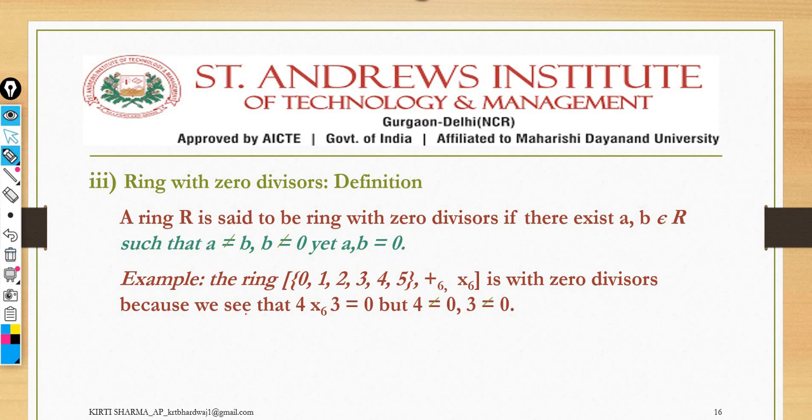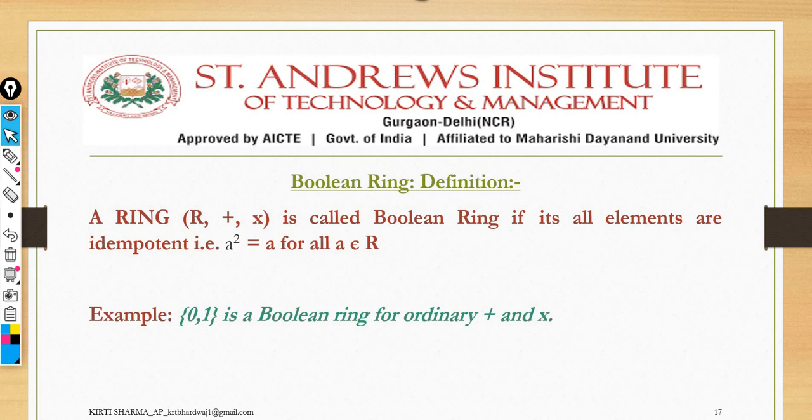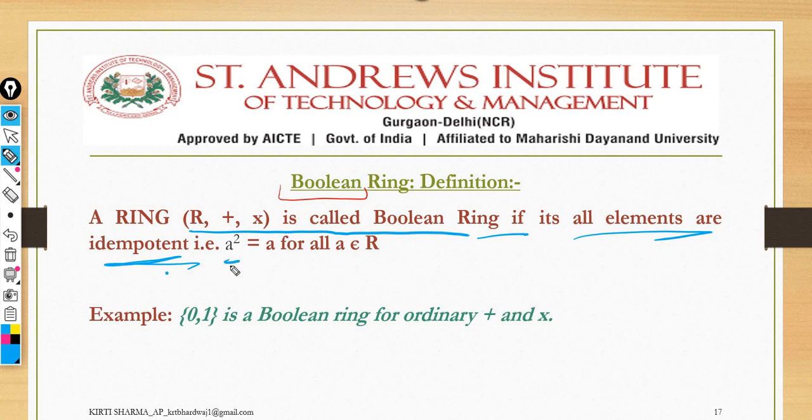Okay, so the next thing that we have here is a Boolean ring. What is a Boolean ring? There is a concept of Boolean here. It is just the same ring we are taking here. It's called a Boolean ring if all the elements are idempotent. What do you mean by idempotent? If you do a square, as the resultant you get the element itself, right?